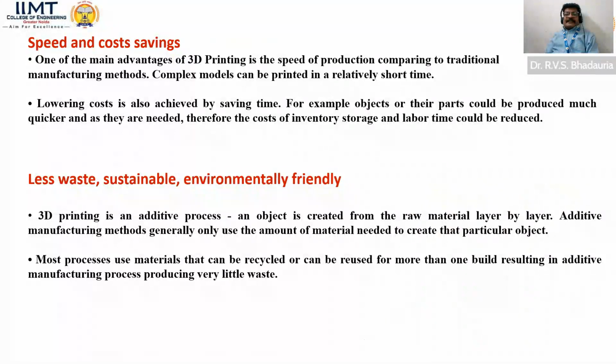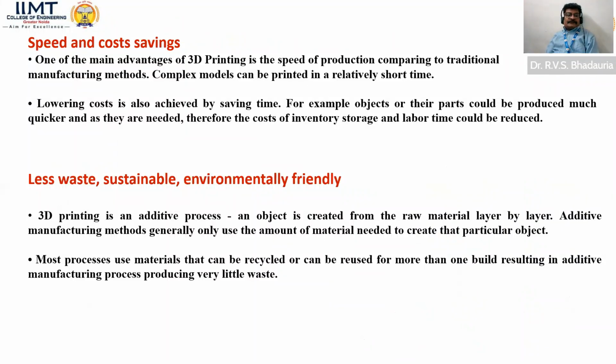3D printing has a fast speed of production compared with traditional manufacturing methods. Complex models can be printed in a relatively short time. Lowering cost is also achieved by saving time. For example, an object or part could be made quicker when it is needed. Therefore, the cost of inventory storage and labor time could be reduced.